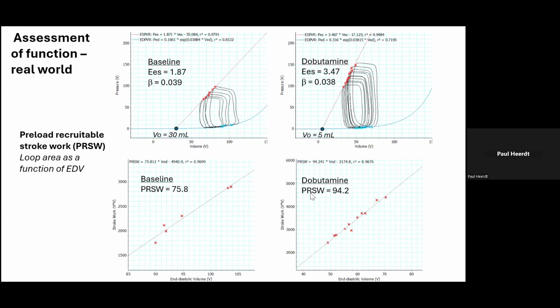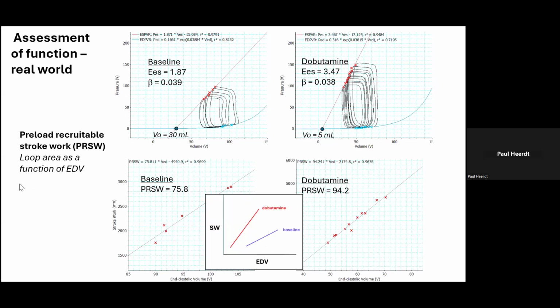Now, I plotted them both on the same scale. Here you see the slope of the dobutamine and the slope at baseline. You recognize this largely as a linearization of the Frank-Starling mechanism, where the Frank-Starling mechanism will define contractility as more or less stroke work at any given end diastolic volume.